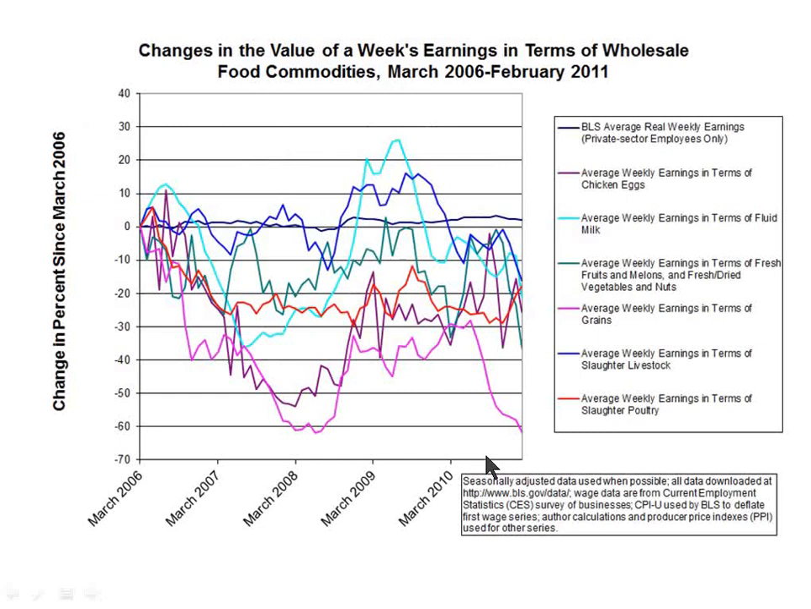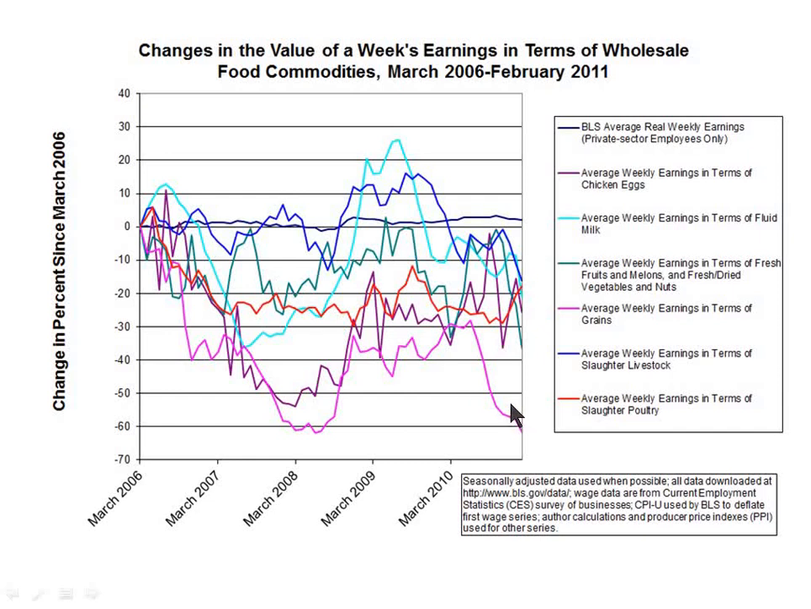For example, this is the map. In this, lots of variables are given and I don't even understand what it is. So make sure you follow the same format. In preparation time, we are going to look at the type of image, line graph, the heading, changes in the value of weekly earnings in terms of wholesale food commodities from March 2006 to Feb 2011. I didn't understand at all. Just read it. X-axis, Y-axis, change in percentage since March, and there are a lot of variables.